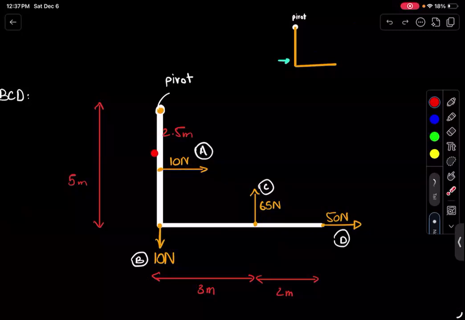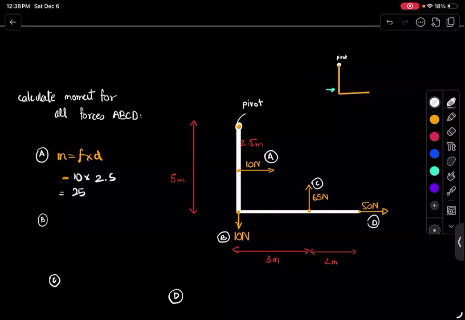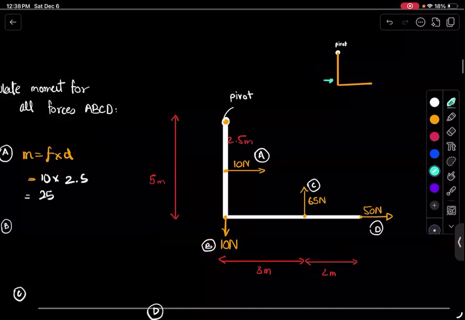I am applying a force A, 10 newtons. And what is the perpendicular distance from the pivot? That's 2.5, right? So 2.5 into 10 is going to be the moment due to A. So moment is equal to force into perpendicular distance. So 10 multiplied by 2.5, it's going to be 25. Now, think about where the bracket is going to turn because of this force.